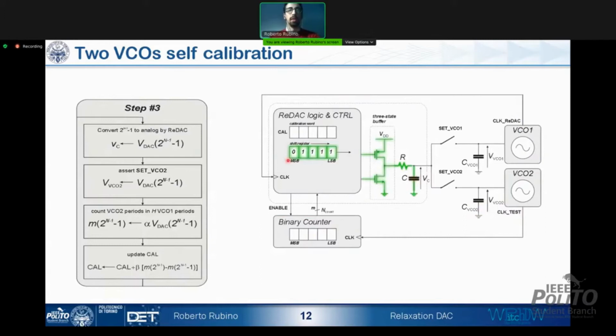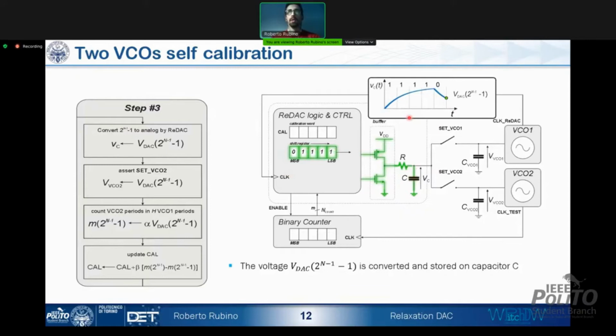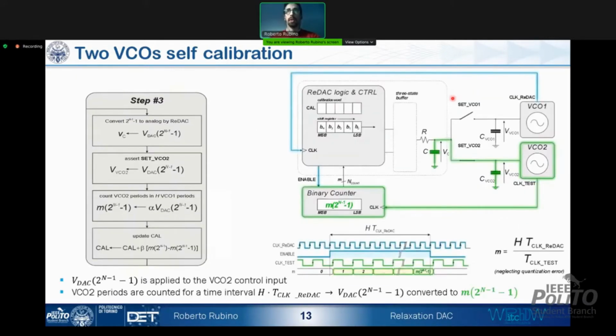The same procedure is performed for the other half swing voltage, VDAC of 2^(n-1). Its relative digital code is loaded and converted. Here we can see the conversion waveform on 5 bits. And the final voltage value is connected to the input of VCO2 to perform again an analog to digital conversion.